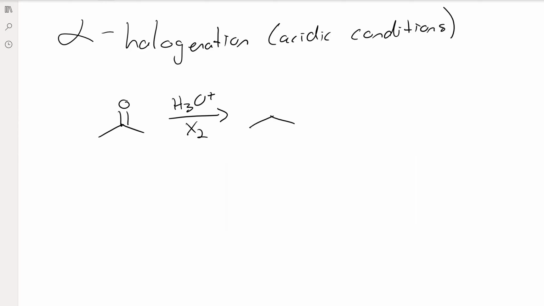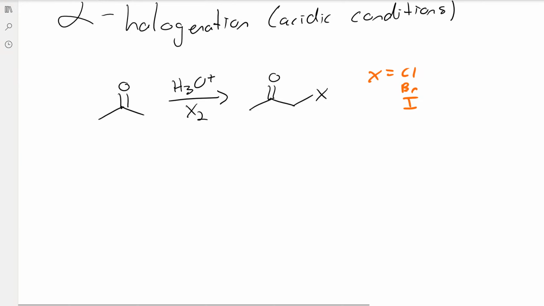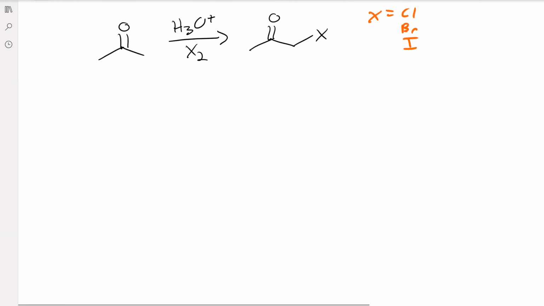Because we're doing halogenation. And then we're going to add that halogen on that alpha position, where this X can be chlorine, bromine, or iodine. So fluorine's not able to do this, but our other halogens are. In terms of the mechanism, it's not too bad. We have our ketone, we have our acidic conditions. It's just going to go ahead and pick up this H+.